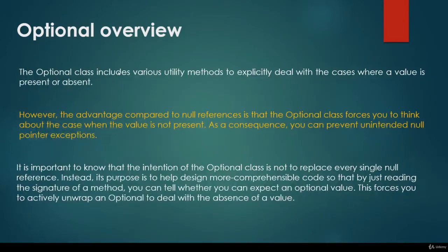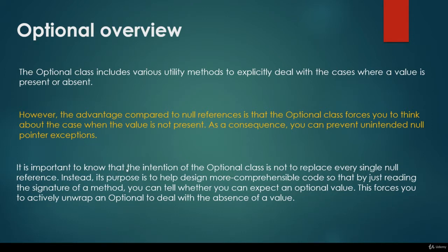Okay, so the Optional class includes various utility methods to explicitly deal with the cases where a value is present or absent. However, the advantage compared to null references is that the Optional class forces you to think about the case when the value is not present. As a consequence, you can prevent unintended null pointer exceptions, which is quite useful.